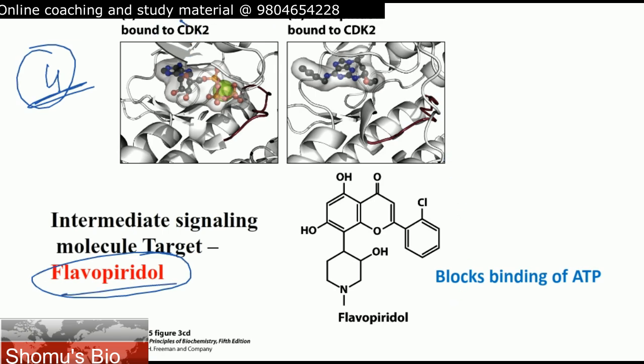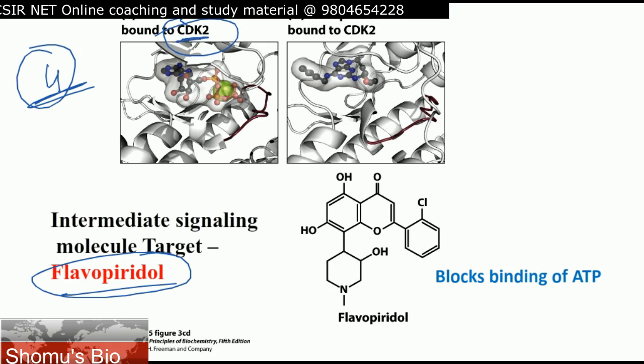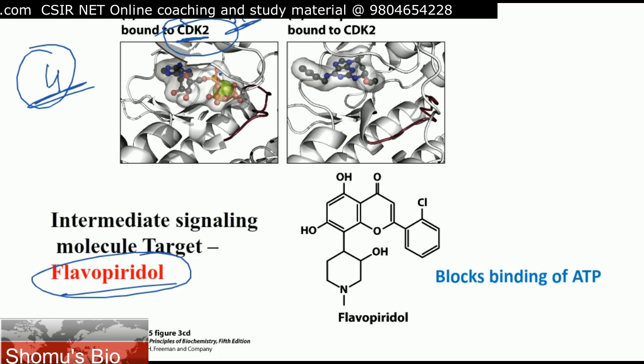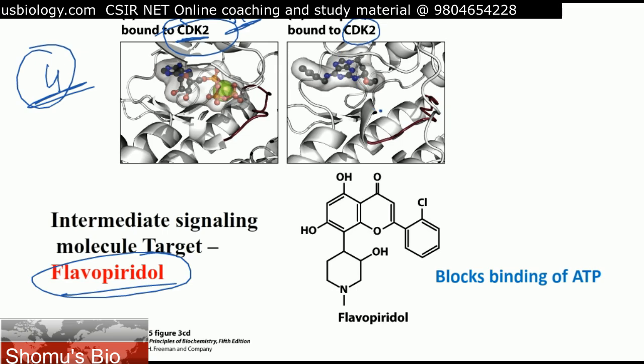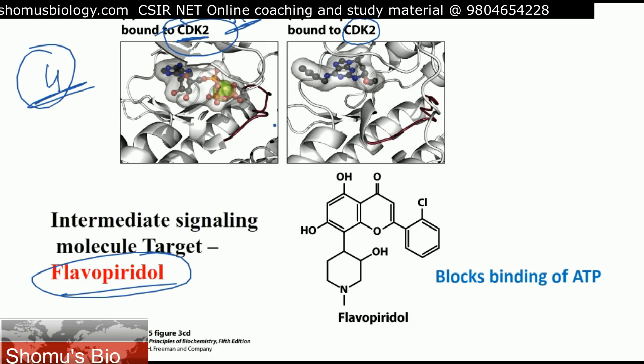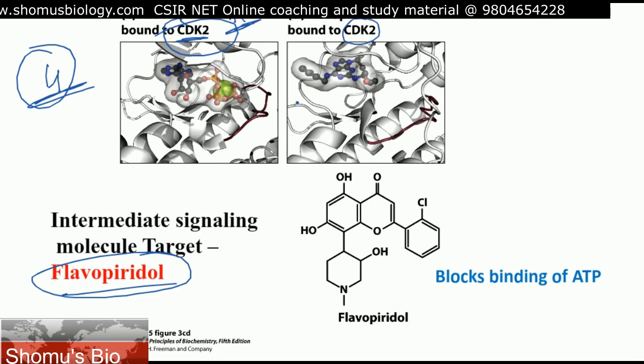Binding of ATP to the CDK, or cyclin dependent kinase, is also very important, because without ATP, CDK is functionless. Why functionless? Because CDK is a kinase and it needs ATP to transfer the phosphate to the target protein. So in this case, flavopiridol interacts with CDK2 exactly in the ATP binding cleft. As a result, ATP fails to bind and the activation of CDK2 is not possible. And we know CDKs are the prime and key proteins for the cell cycle to progress. So that is not possible anymore.